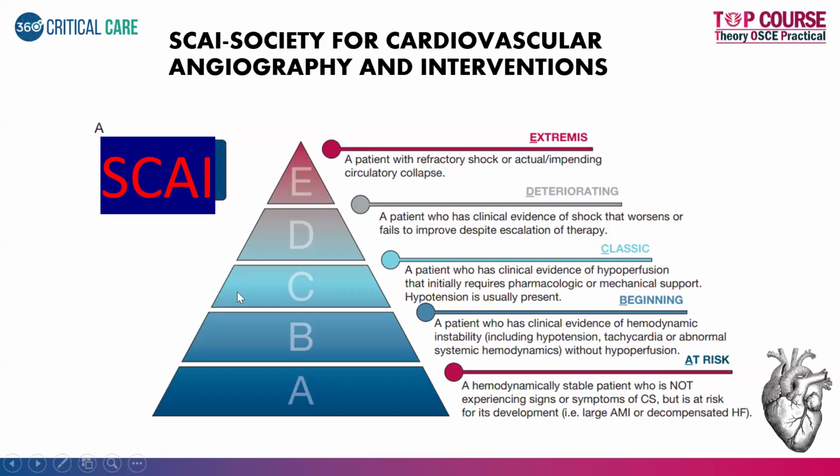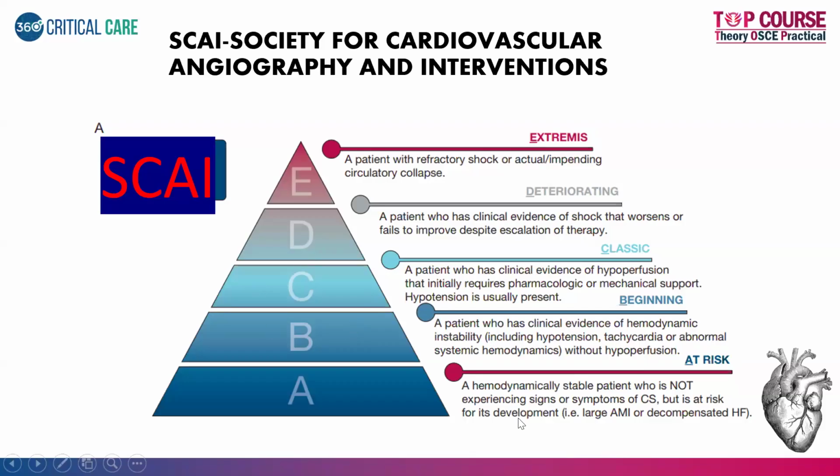At this stage, the patient usually requires some pharmacological or mechanical support to maintain hemodynamics. Deteriorating (D) and extremis (E) are usually end stages of cardiogenic shock, wherein the patient's overall outcome would be very poor and the mortality is usually high. So whenever the patient ends up in stage B and C, interventions at this stage would give better outcomes.